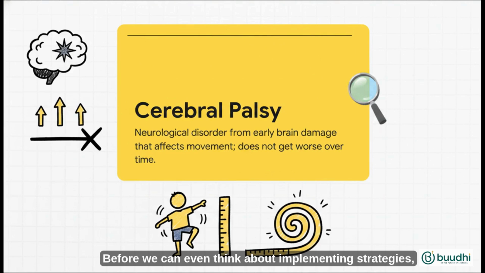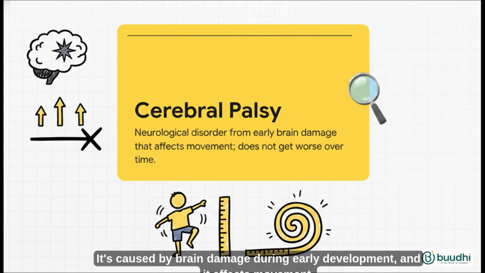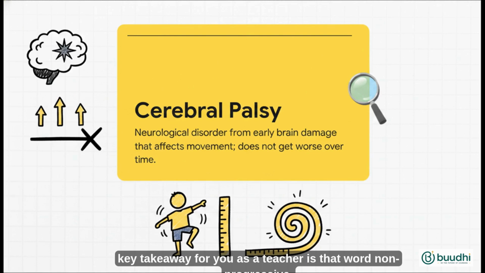Before we can even think about implementing strategies, we really need a solid baseline. What actually is this condition? Well, cerebral palsy is a non-progressive neurological disorder. It's caused by brain damage during early development, and it affects movement and posture. Now, the absolute key takeaway for you as a teacher is that word non-progressive. The brain injury itself, it doesn't get worse over time.